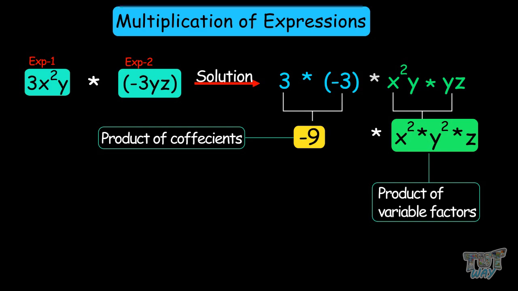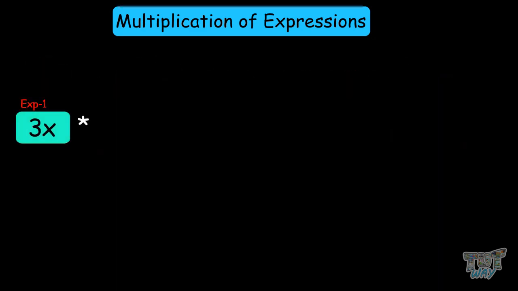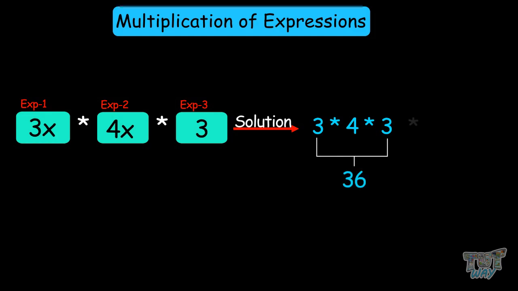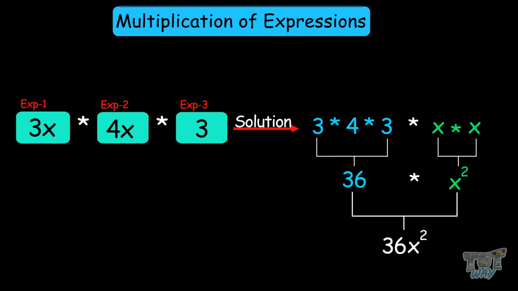Next question. 3x times 4x times 3. First, we multiply all the coefficients, then the variables. So, 3 times 4 times 3 is 36, times x times x, which is x squared. Answer is 36x squared.